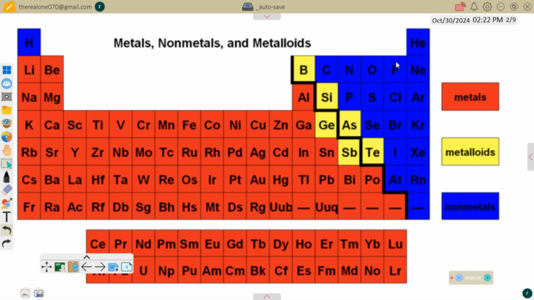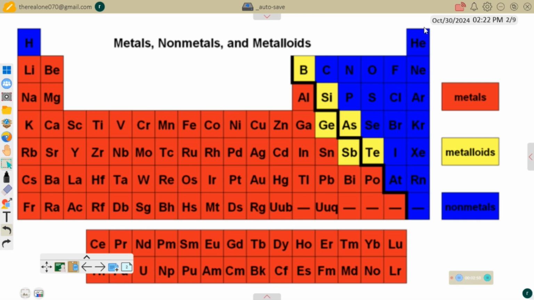Continuing like that, we have group 7, which are the halogens. We have fluorine, chlorine, bromine, iodine, and astatine. They are all non-metals. Then finally, group 8, which are the noble gases. We have helium, neon, argon, krypton, xenon, and radon. So they are all non-metals. These are the locations of the non-metals in the periodic table.